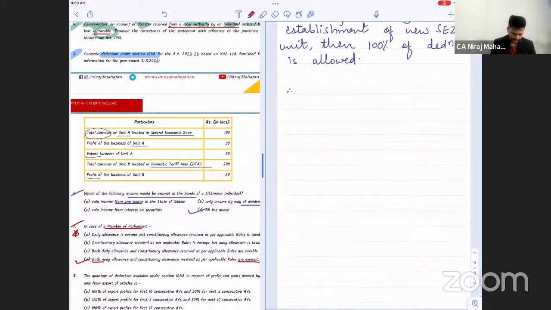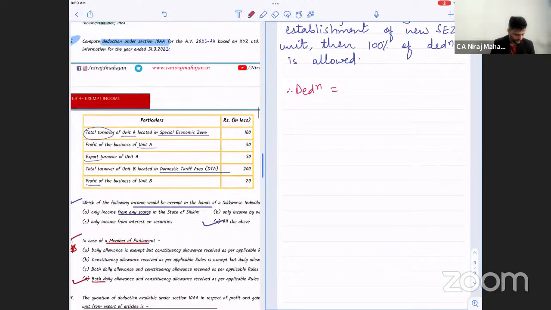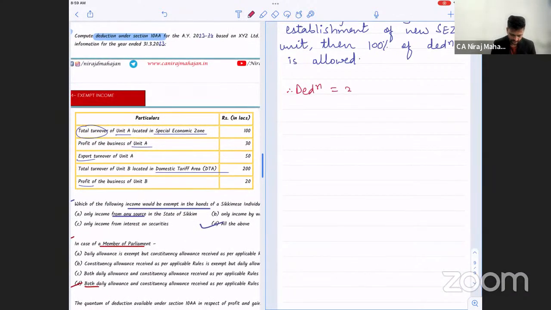Therefore, deduction is how much? What are the profits of the SEZ unit? Profits 30. Into export turnover of unit A, again SEZ unit, 50. Total turnover of unit A, 100. So I get rupees 15 lakhs. Are you getting my point?